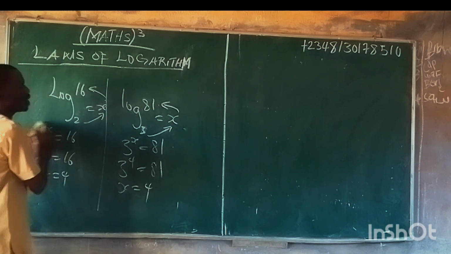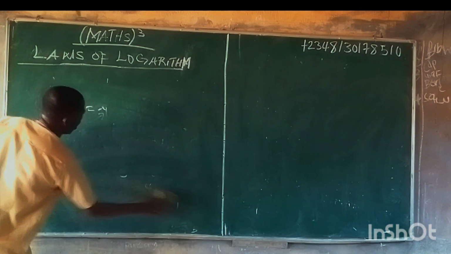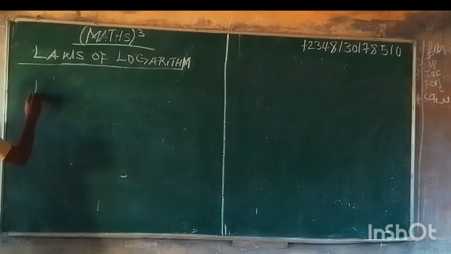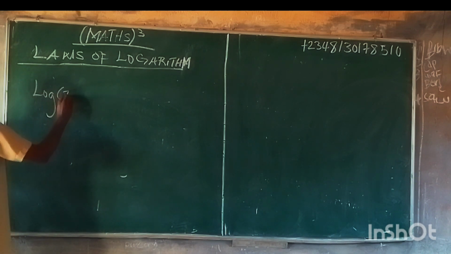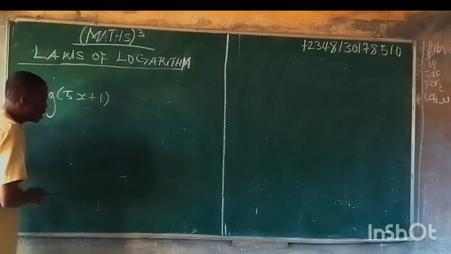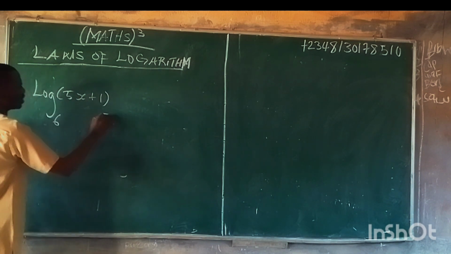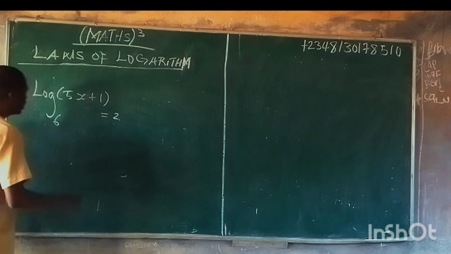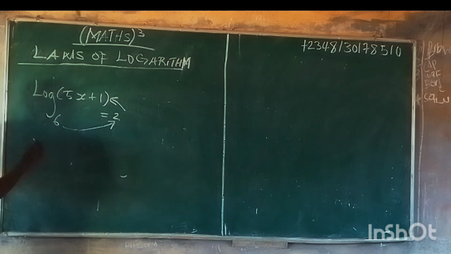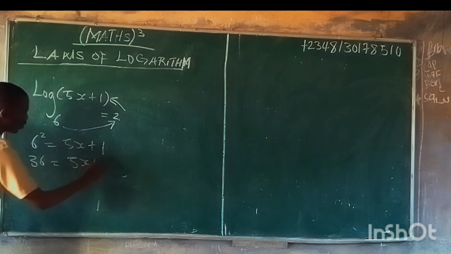Now we go to what you are expected to know in the laws of logarithm. But before we go to that, I want to show you that maybe you have log of 5x plus 1 to base 6 equals 2. If you're going to write it in the exam, take note of this question. How do you solve this problem? You should know how to derive. So we have 6 to the power of 2 equals 5x plus 1. And then 6 to the power of 2 is 36, and then 5x plus 1.